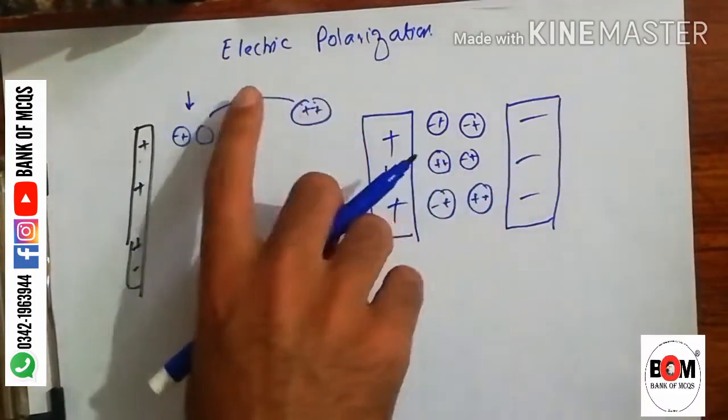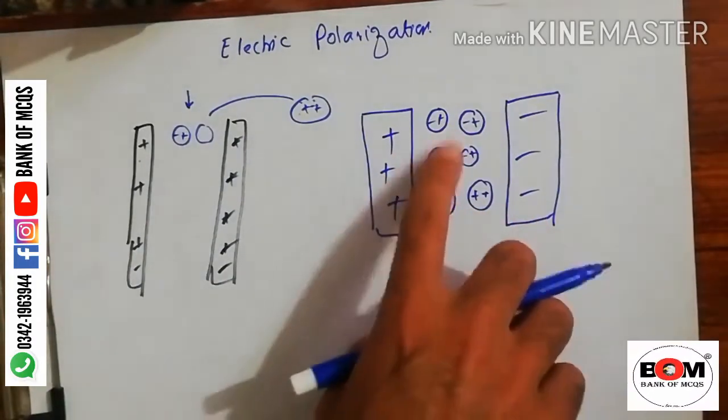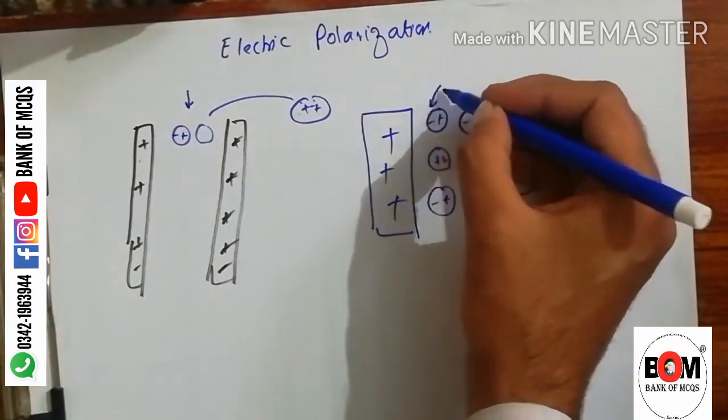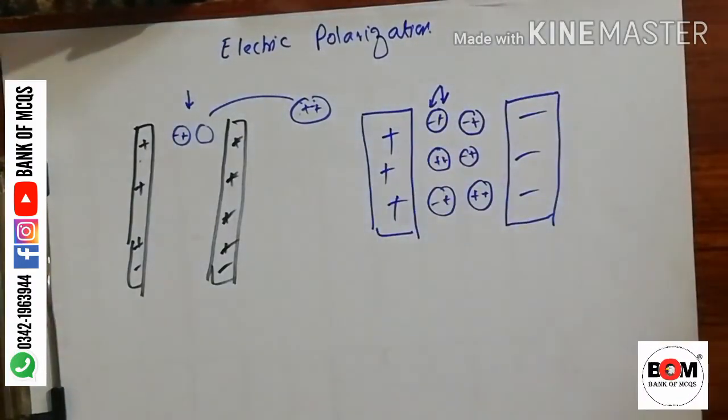Polarization means that this dielectric is polarized by an electric field. Polarized means poles. Poles mean two opposite poles. Positive and negative are two poles. These appear.